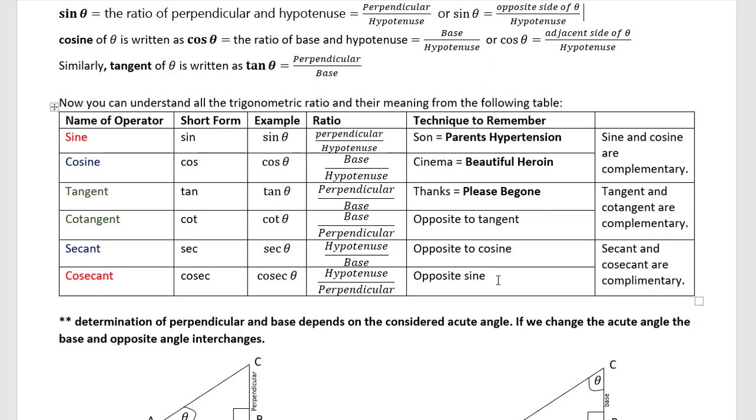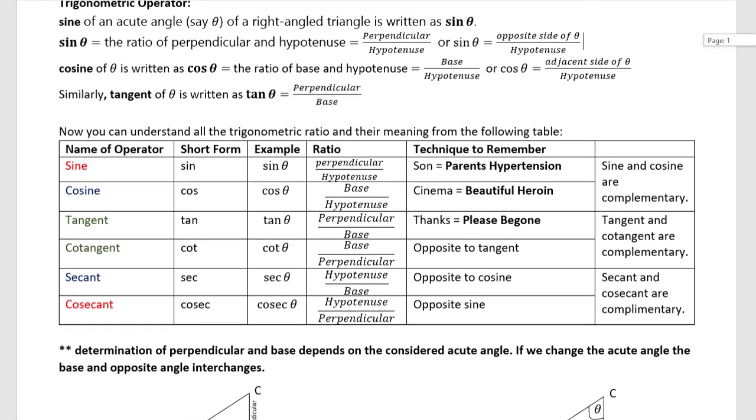Now you have to learn some complementary angles, complementary ratios. You have to learn that sine and cosine: cosine means complement of sine. Sine and cosine are complementary. Similarly, tangent and cotangent are complementary, and secant and cosecant are complementary. So I think you are clear about complementary ratios and inverse ratios, and you now have a technique of remembering the ratios of sine theta, cos theta, etc.